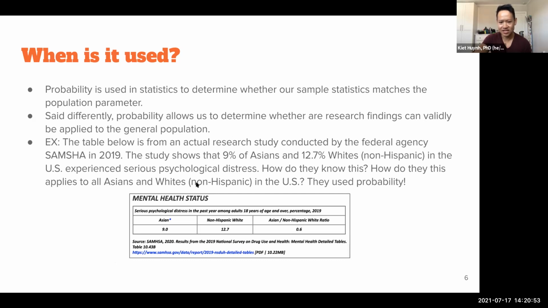And what's said here is the same as in the table here. 9% of Asians experience psychological distress, and 12.7% of non-Hispanic whites experience psychological distress. The ratio is basically just this number divided by 12.7. So Asians experience about half the rate of psychological distress? Let's see. Divided by 12.7, it's 0.70. I'm not sure what this number means actually. I'll get back to you on that if I remember.